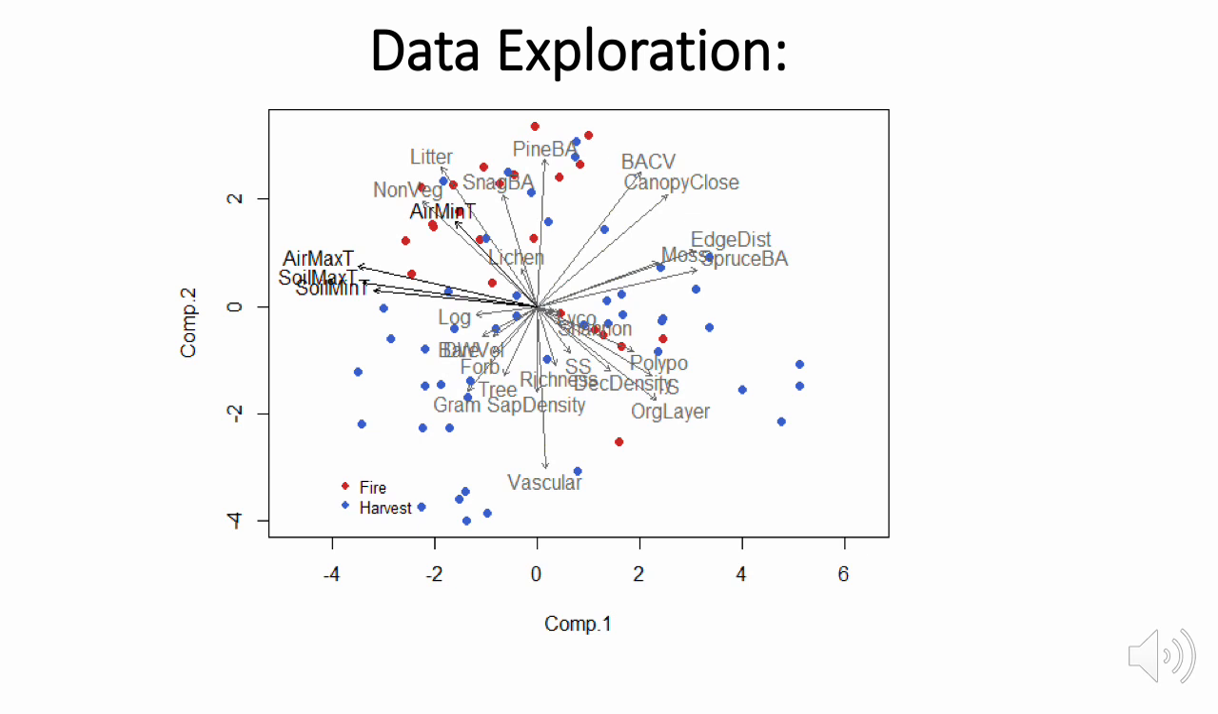So here's a PCA exploring the relationship between forest structure and microclimate. The black vectors are the microclimate variables, and you can see that they are strongly oriented along the component 1 axis. Also strongly oriented on that axis, we see variables like canopy closure, edge distance, moss cover, spruce basal area, and the amount of litter. And so basically what this is showing is that cooler temperatures are found in forests with more structure, more canopy closure.